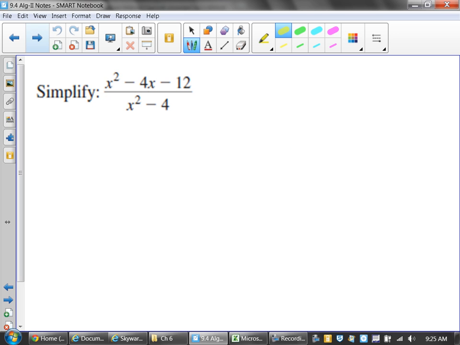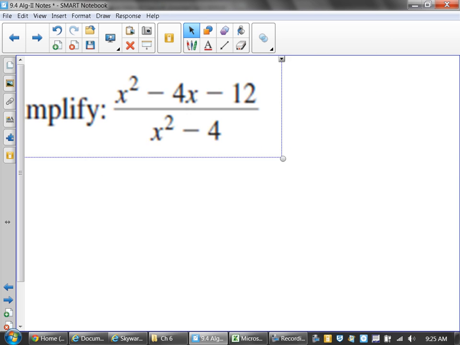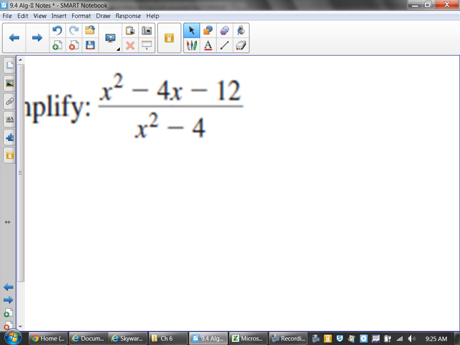Multiplying and dividing rational expressions. Basically, we're going to be looking at stuff like this, and we're going to need to simplify that.